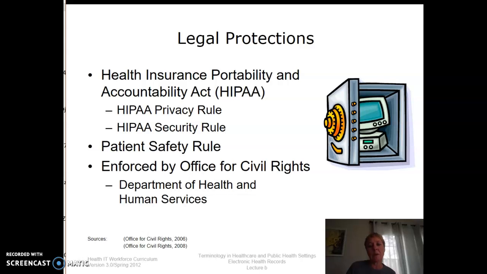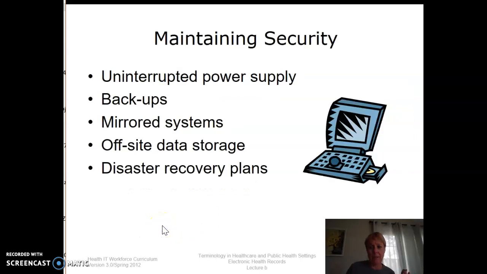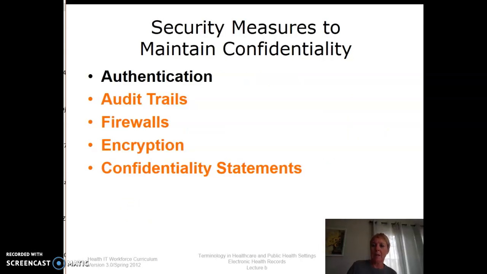It's enforced by the OCR, and remember earlier in this course, if you have a violation, the OCR will fine you. Maintaining security means you have a good power supply, you have a backup system, you have mirrored systems, so if you lose part of a system, you've got it duplicated somewhere else. It's off-site data storage, and you have to have a disaster recovery plan in the event that your system goes down. These are methods used to maintain confidentiality.